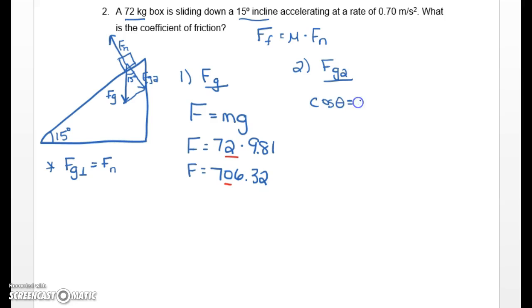So I'll start off by writing my cosine ratio. That is your adjacent over your hypotenuse. And I'm going to fill in my information. I know my angle is 15 degrees. The adjacent is what I don't know, which we can label as x. And our hypotenuse is that force that we found here, which was 706.32. In order to solve for x, I'm going to start off by writing cosine of 15 degrees over 1, so I can cross multiply to solve.